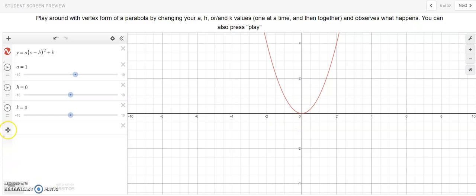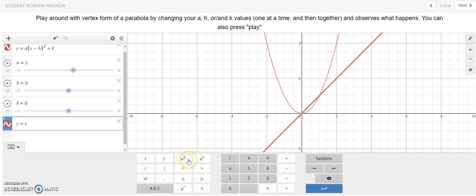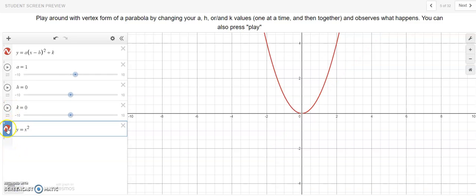To prove it, I'm going to type in y equals x squared. And I'm going to change my color so you can see it's two separate colors. So you can see the blue is right on top of the red. So technically, the A is 1 because 1 times anything is like not having the 1 there. The H and the K are both 0 because x minus 0 still gives me the x, and adding 0 for the K, all I'm left with is the x squared.